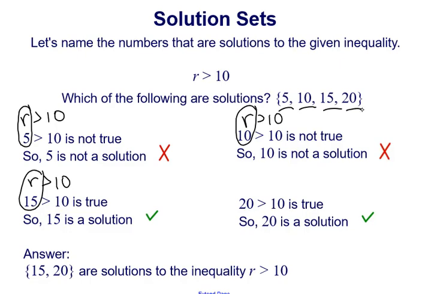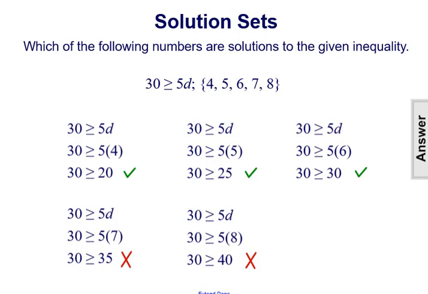Now finally, let's test 20. R is greater than 10. If we substitute 20 for r, that gives us 20 is greater than 10, which is true as well. So it was a true statement when we substituted in the values of 15 and 20, but not for 5 and 10. So 15 and 20 would be solutions to the inequality, whereas 5 and 10 would not. Let's look at one more example.